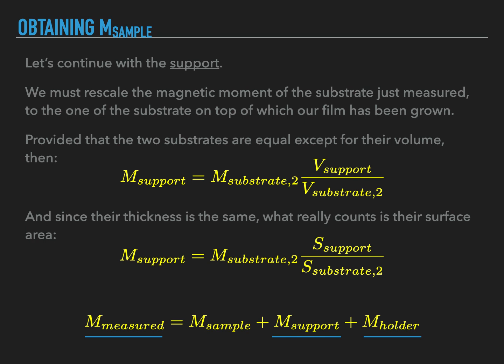Finally, we must remember that the volume of the substrate of the thin film is different from the volume of the clean substrate that we used in the previous measurement. So we must rescale the magnetic moment of the clean substrate to the same volume of the substrate of the film in order to obtain its magnetic moment. If we assume that the two substrates have the same thickness since they are cut from the same wafer, it is sufficient to rescale the magnetic moments using their surface area instead of their volume.